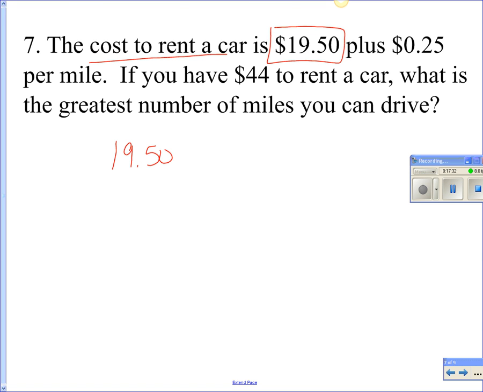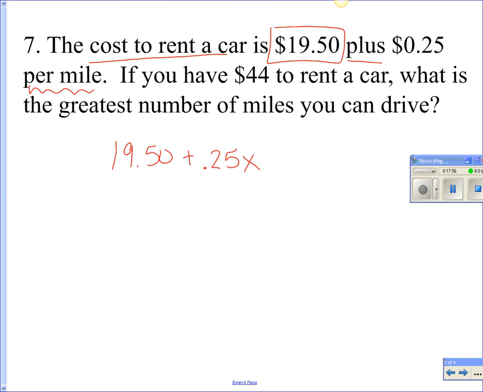Okay. Louis, what's something else that's important? What do I have to do with the 25 cents per mile? Add it because it said plus. So what do I write, Louis? What do you think I write? 0.25. And what do you have to do for per mile? Put an X. A variable.